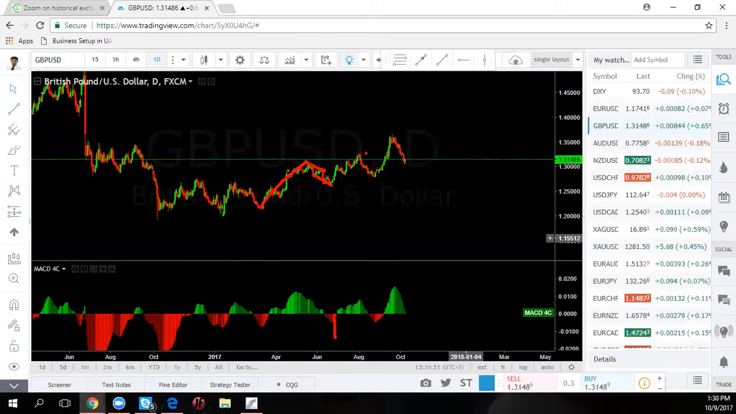Maybe this is the impulse. That's a correction. This is the impulse. But because we know the way patterns behave, this doesn't look impulsive. This doesn't look like the impulse to us. It didn't go very far. This one was pretty small compared to that.